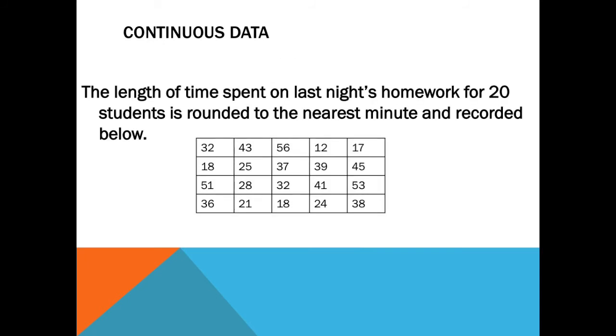20 people were asked last night how much time they spent on homework, and their scores were rounded to the nearest minute. Since it's time, we are again going to use continuous data because we're measuring the amount of time. And just so we know how we're interpreting this, we have 32 minutes, 43 minutes, 56 minutes, and so on. Again, we want to make sure that when we set up our groups, we have appropriate ranges, starting with our smallest number and going to the largest. So we notice our smallest number was 12, the largest number was 56, so our ranges have to incorporate those numbers. Let's go ahead and set up those ranges or categories now.